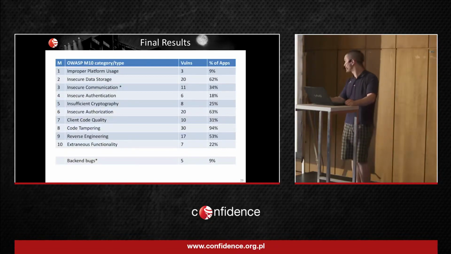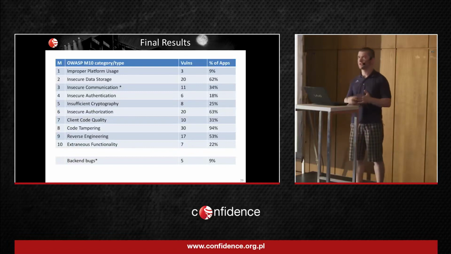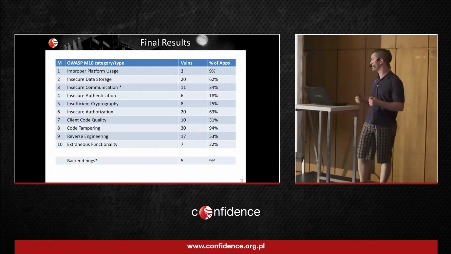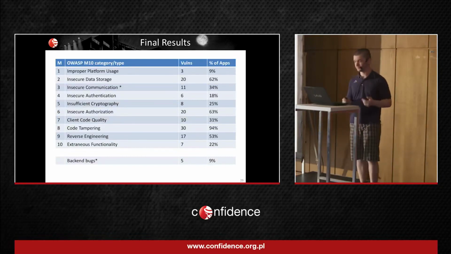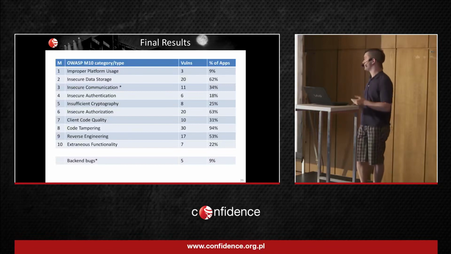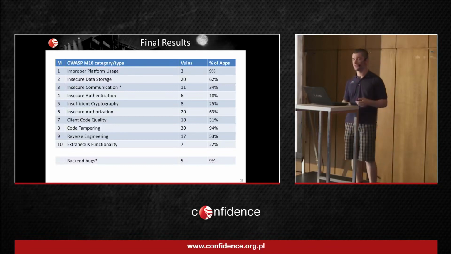First, of course, is code tampering. Most applications have no protection from code modification or root detection. So it's great for research, because there is no need to bypass any security mechanisms.